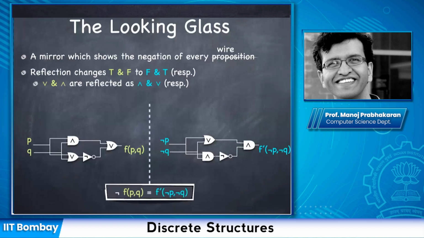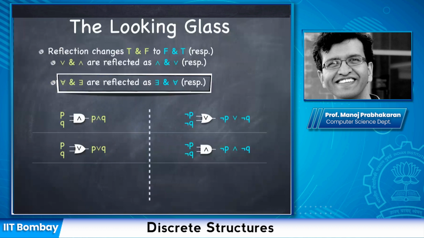Okay, but in particular, the output value, F prime, what I just called F prime. F prime is this formula or circuit here, and F is the circuit here. So F prime of not P and not Q will be the negation of F applied to P and Q. So that's the summary of what we said so far.